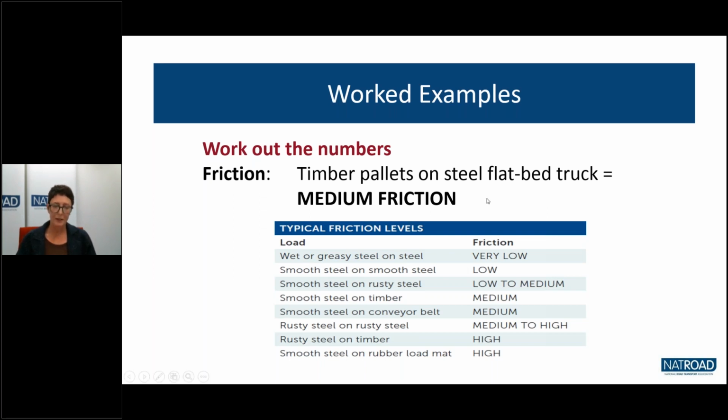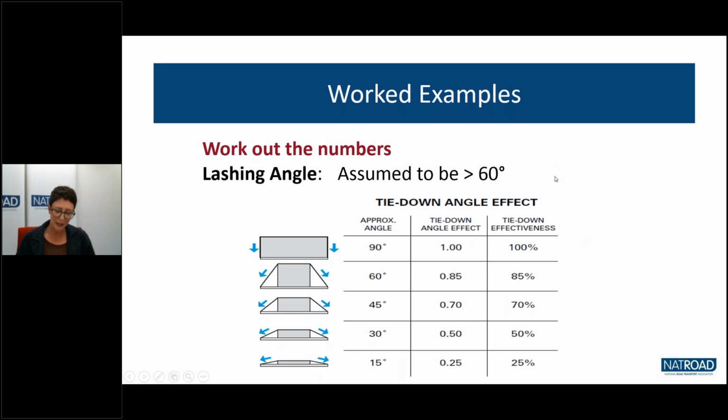The other piece of information that we need to work out how much restraint we need is the tie-down lashing angle. For this example, we've assumed that it's greater than 60 degrees, but we do recommend that you keep your lashing angles greater than 60 degrees where possible, so more vertical, because as the angle gets lower, closer to the horizontal, the less effective the tie-down lashings become. In some instances, you can use things like dunnage to increase the lashing angle by putting it under the load to lift it up, or also on top of the load to increase the load height.